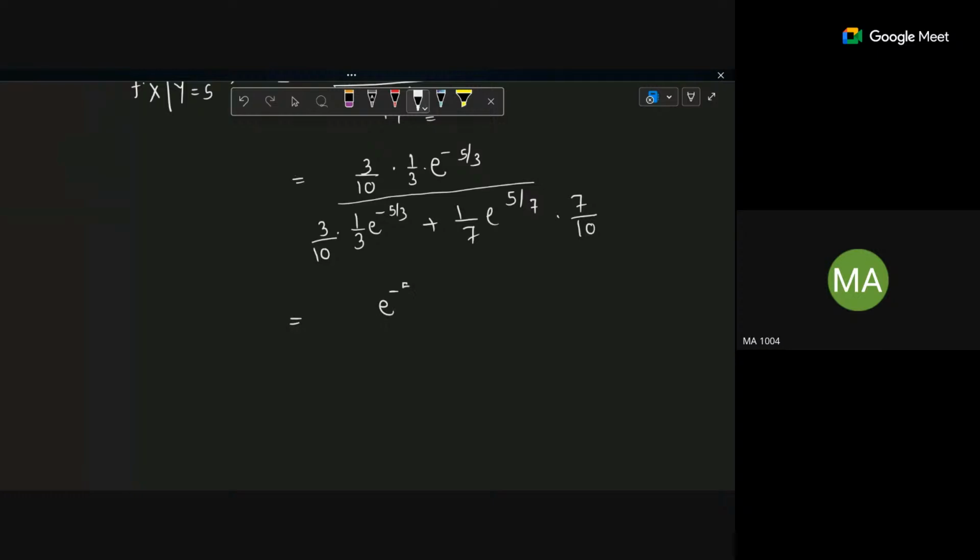E to the power minus 5 by 3, divided by, here it will get cancelled, 7 gets cancelled, is 3. This 10 also will get cancelled, right? Yes, ma'am. Only the e power you will be remaining with, e to the power, this should be a minus, right? 5x. Yes, 7. Okay.